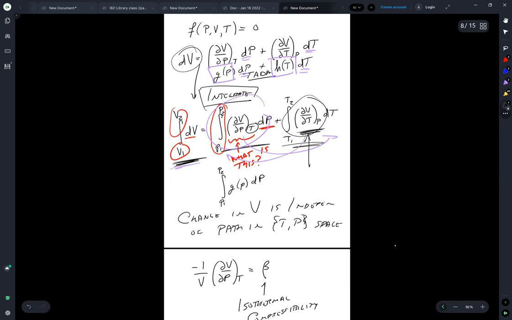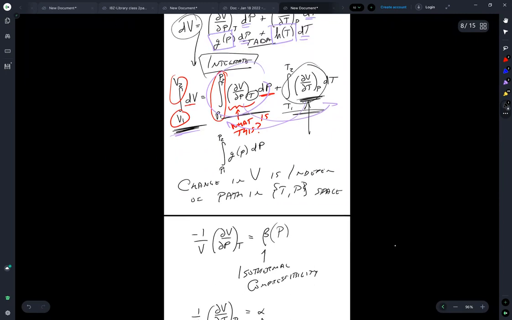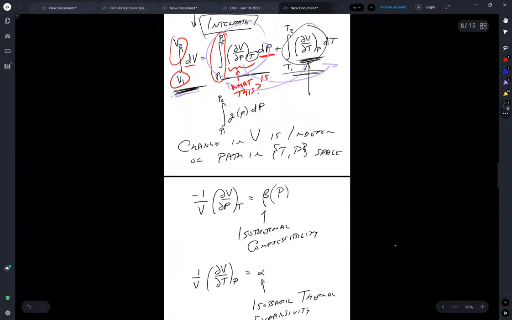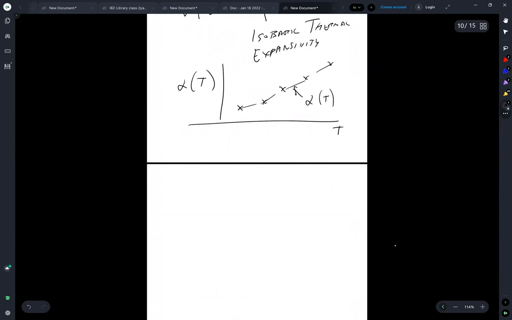and presumably I'd have to measure beta as a function of pressure. But I can get all of this information, and it is basically a matter of making measurements. You can either fit a curve or interpolate, and that will give you all the information you need about the state.